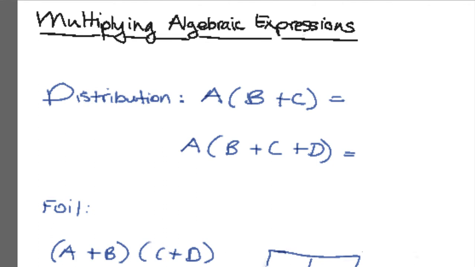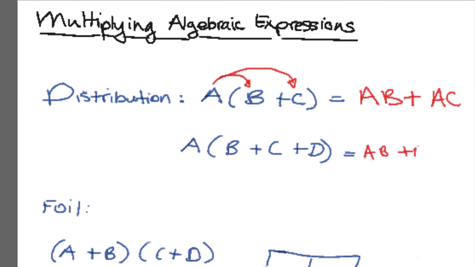So first thing you might need to do is to distribute something. In distribution, what you do is you take the first term and you multiply it times every term inside the parentheses. So we would get AB here plus AC. If there's three terms, there's no difference. It would be AB plus AC plus AD. You just take that first term times each one. Again, there will be an example video for all this, so make sure you check that out.